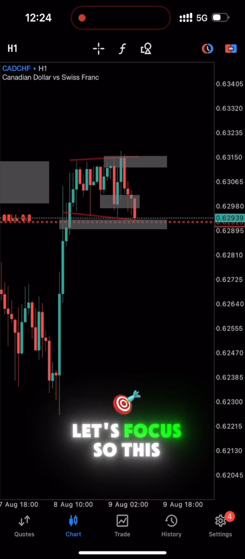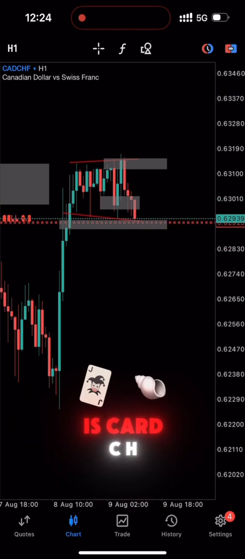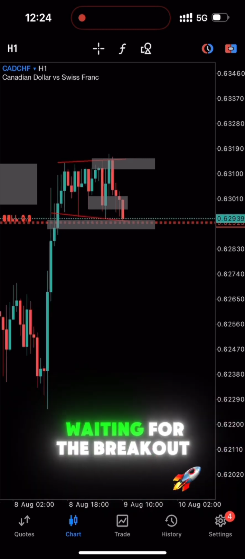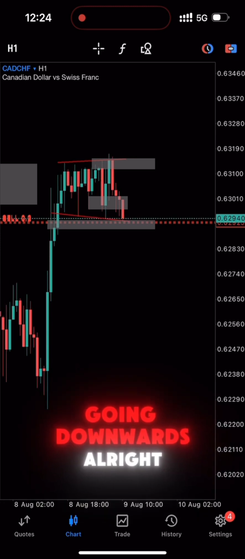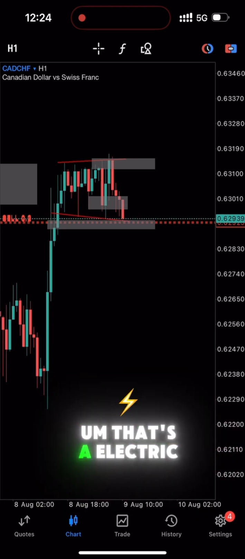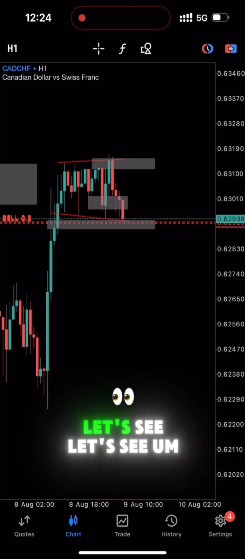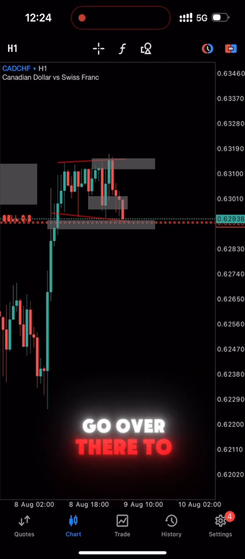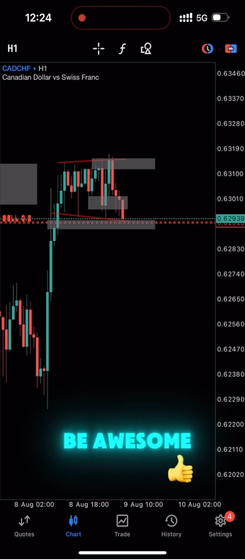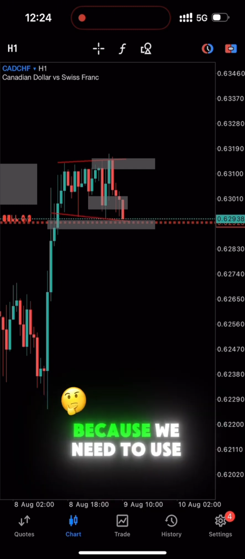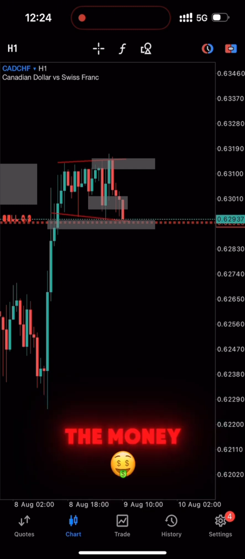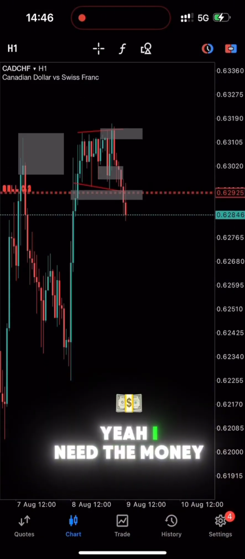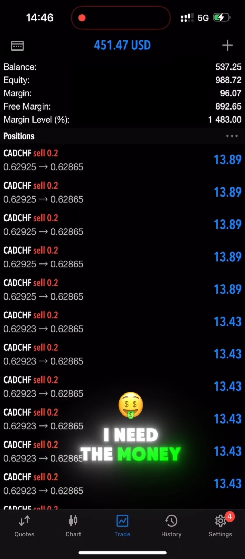Let's focus. So this is CAD/CHF, 1 hour time frame. We're waiting for the breakout going downwards. All right. That's a hat-trick move. Let's see if we can make a go over there. That would be awesome anyway, because we need to use the money. Yeah, I need the money.